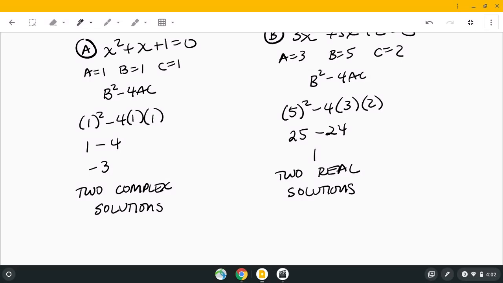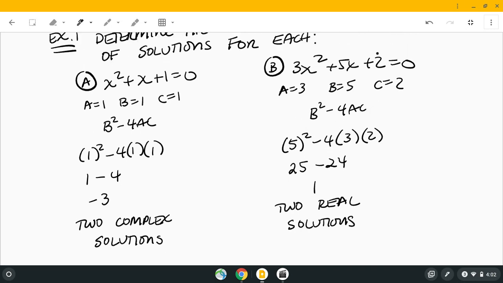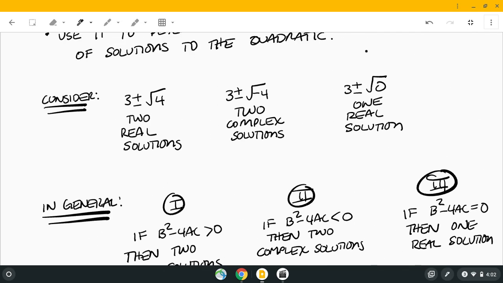Okay, so that's how it works. Pretty straightforward there. And it makes sense why we get 2 complex solutions or 2 real solutions, especially if you look at it in terms of these examples here.